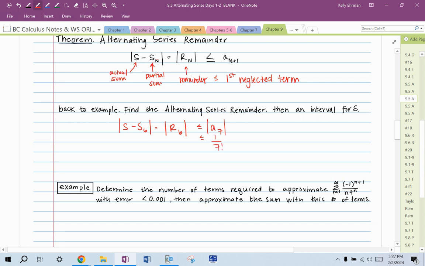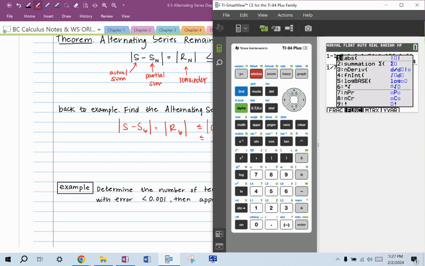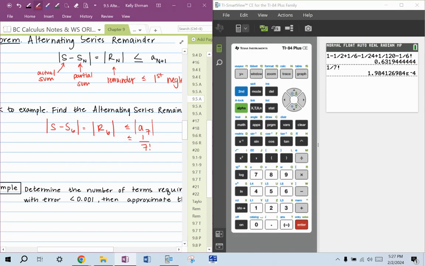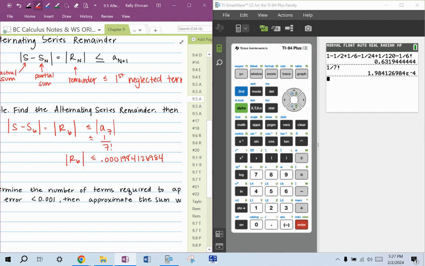Okay, so the difference between our sixth partial sum and the actual sum should be 1 over 7 factorial. That's a pretty small decimal. So what is that decimal? Let's expand this out as well. So our remainder, when we used a sixth partial sum, how far off are we? 0.000, because this times 10 to the negative fourth, 198,412,6984. What this really means is, look how many zeros there are.